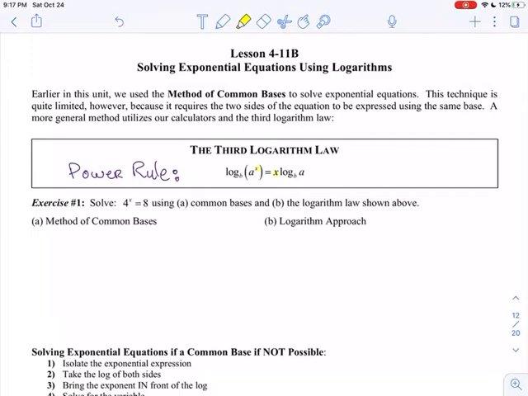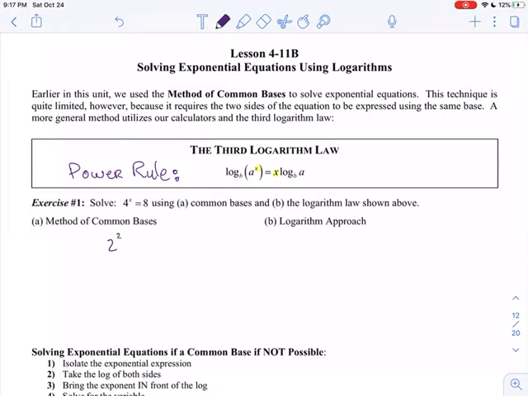So we're going to use the power rule that we learned earlier. If I have log base b of a to the x, that exponent comes out in front. So log base b of a to the x actually equals x times log base b of a. Let me remind you how to do that method of common bases.